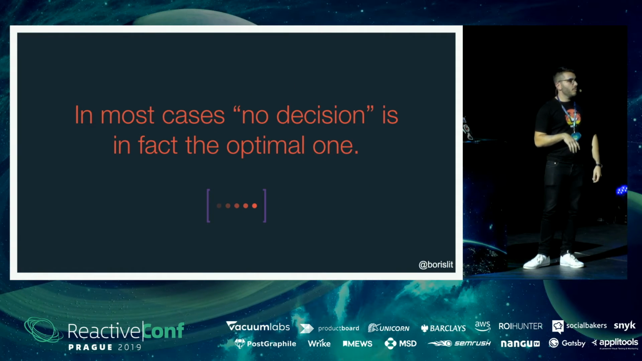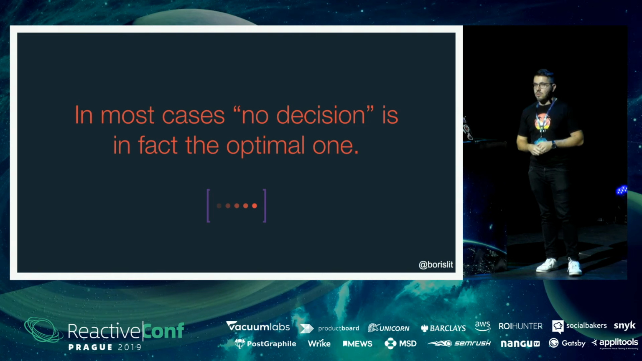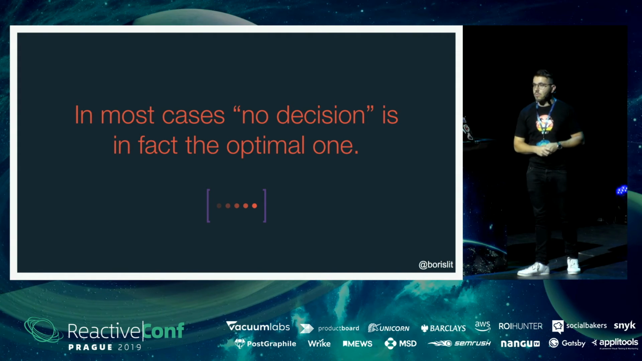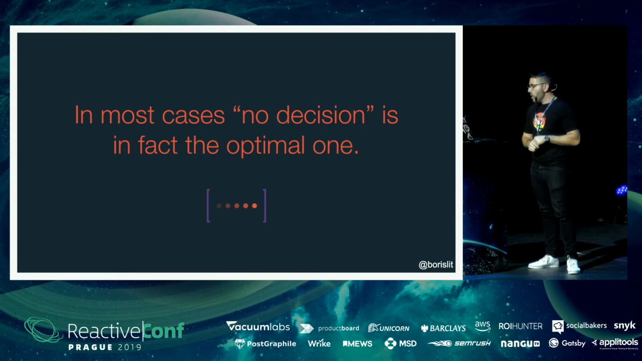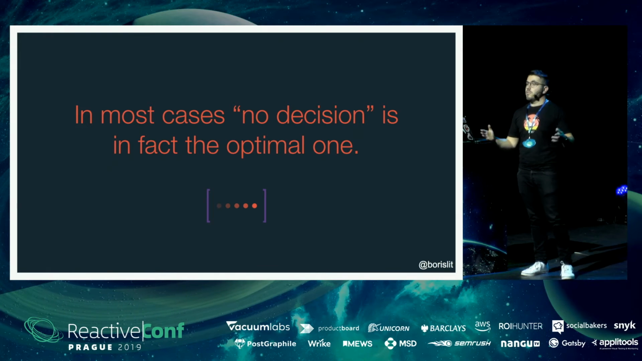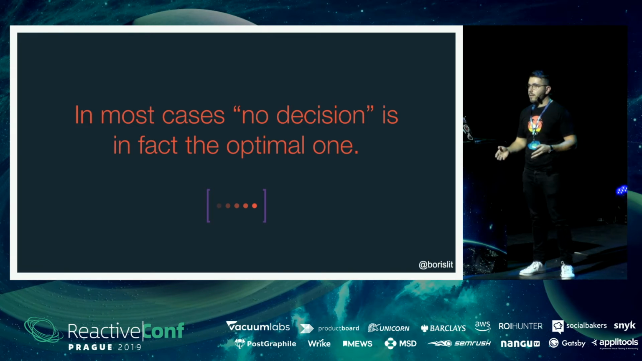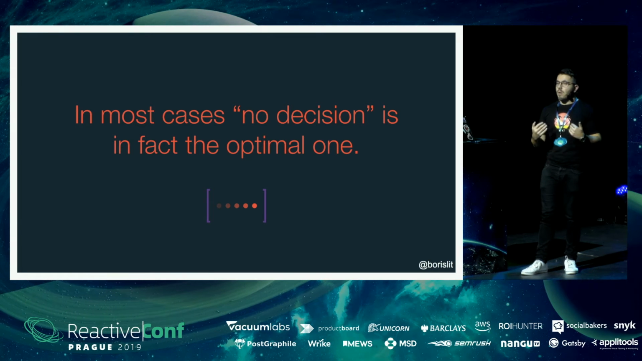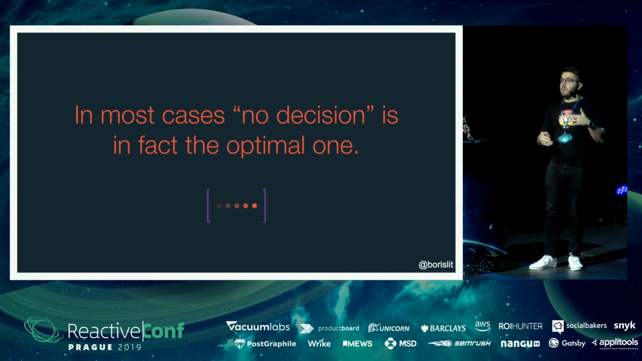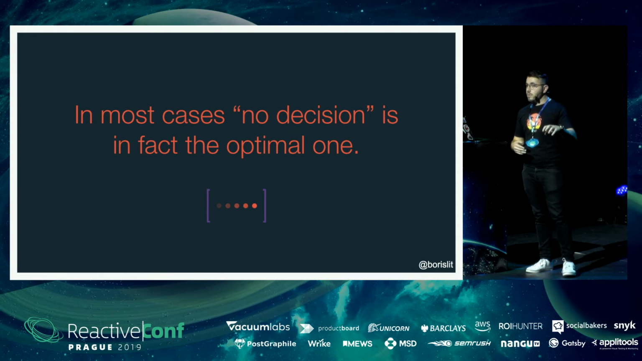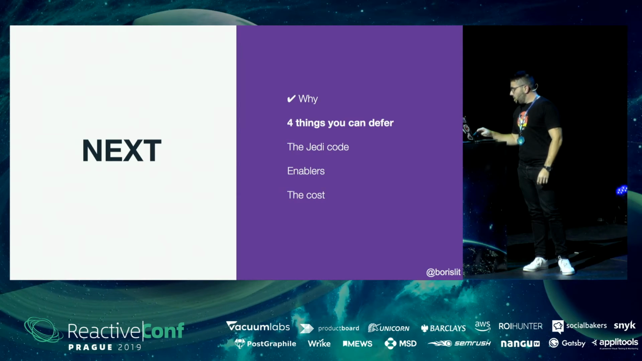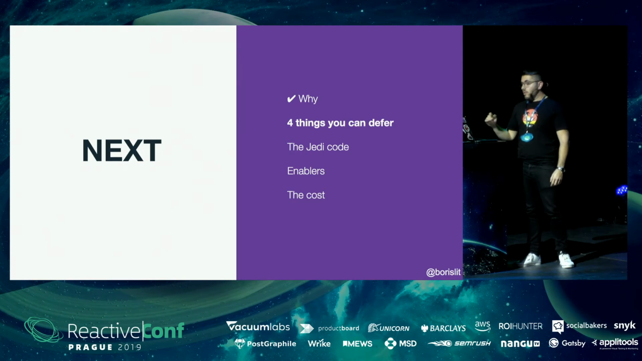So given our inability to predict the future, and given the fact that we usually don't know whether the decision we're making in our code is right or wrong, our best option in those cases is basically no decision. This is the best decision we can make, because then we allow ourselves to gain more information before we actually make it. And as long as you don't make those decisions after an optimal date, this will be our safest option. So next, let's talk about some things you can defer.